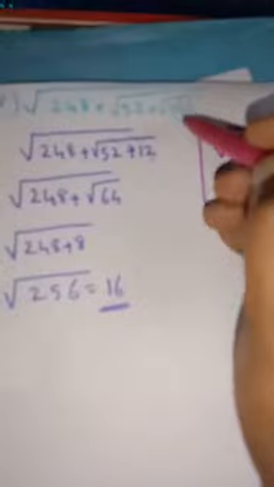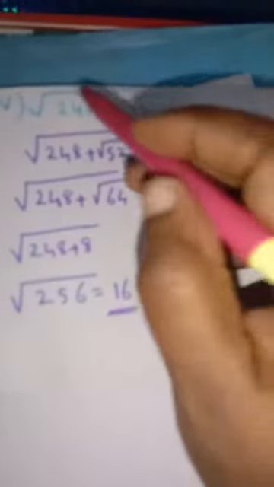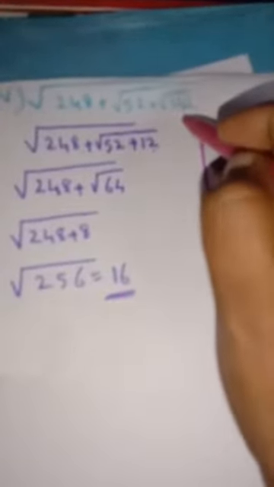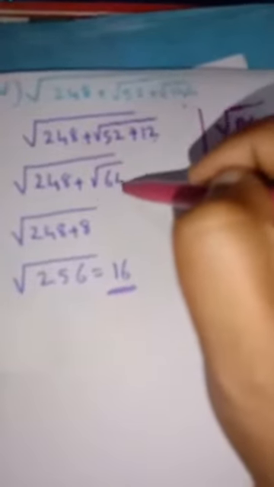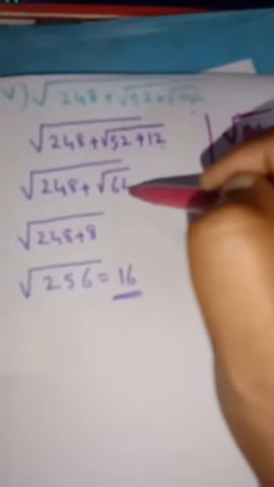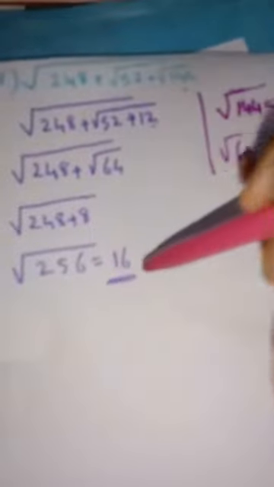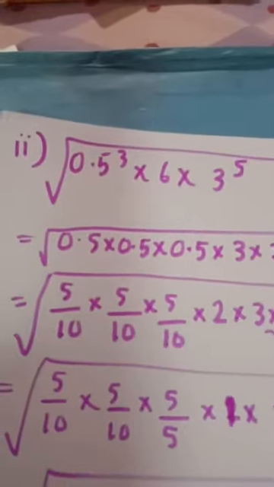How to do it? First, root 248 plus root 52 plus root 144. Inside the root, two more roots are there. So first solve the last root, that is root 144 is 12. Inside one more root, that is root of 52 plus 12. 52 plus 12 is 64. Root 64 is 8. So write it here. Again, a root is there, 248 plus 8, root 256, that is 16. Okay.